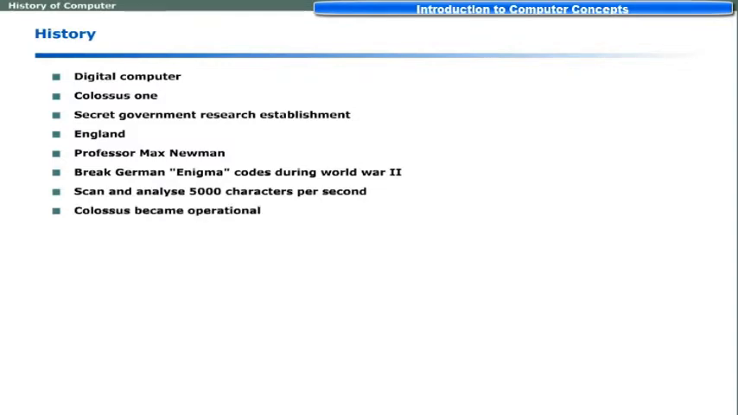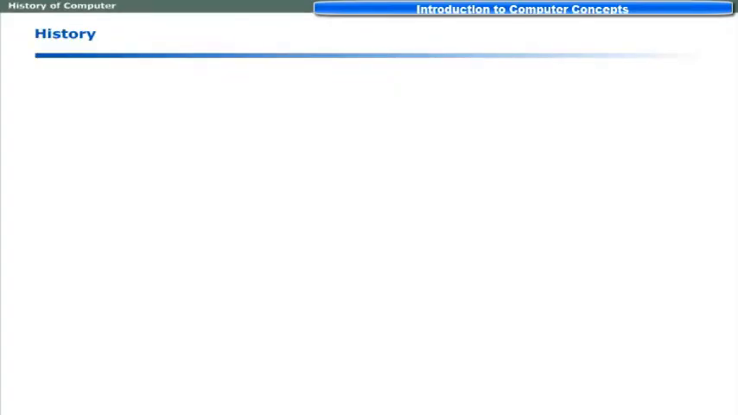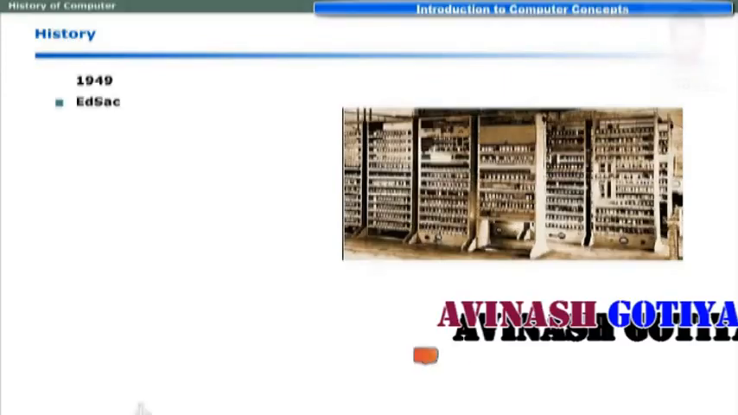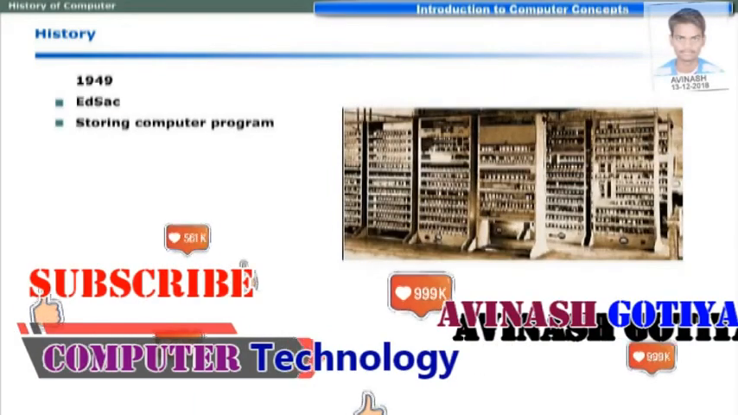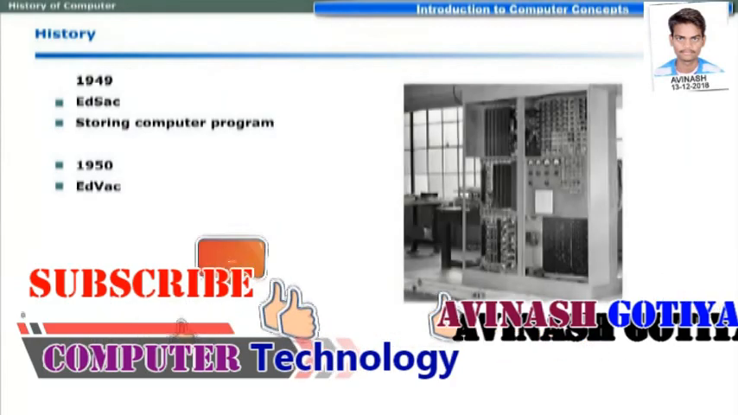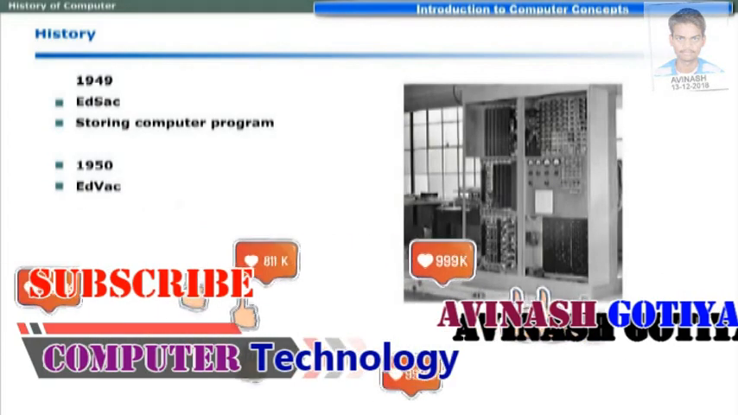Colossus became operational in December 1943 and proved to be one of the most important technological aids to victory in World War II. In 1949, EDSAC was introduced. This was capable of storing computer programs. In 1950, EDVAC was developed. It could store instructions.